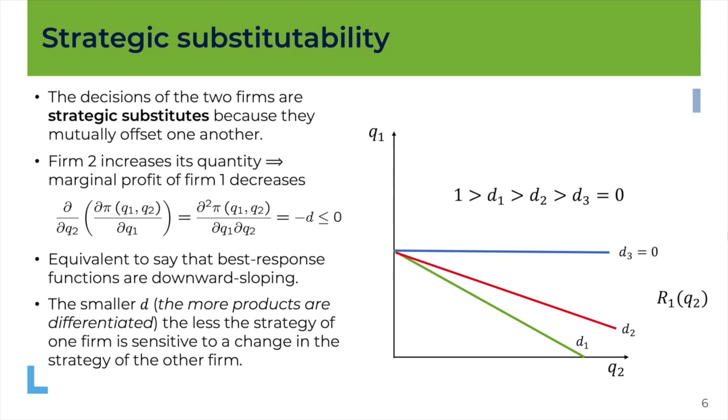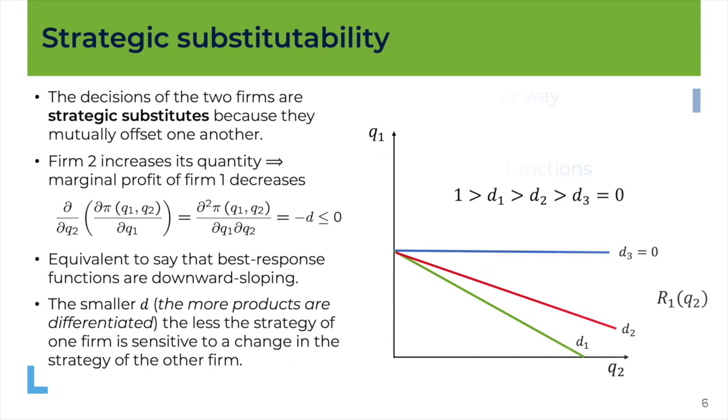And at the limit, when the products are completely differentiated, we find that the reaction of firm 1 is insensitive to the quantity of firm 2. This is the case of a local monopoly. And by the way, if you go back to the presentation about price competition, you would find that this is exactly the same. There is a horizontal line that we had also in the price competition case when the products are completely differentiated.